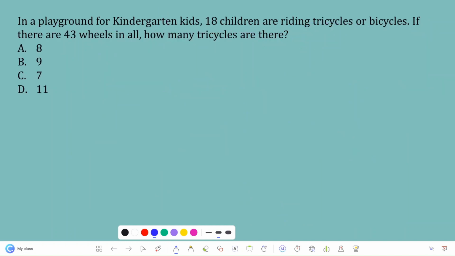In a playground for kindergarten kids, 18 children are riding tricycles or bicycles. If there are 43 wheels in all, how many tricycles are there? So ano ba ang hinahanap muna? Ang importante information ay hinahanap kung ilan ang tricycles. Okay. And then, ano pa ibang importante information? 18 children, meron kang total na 18 children na some are riding tricycles and some are riding bicycles. Okay. Tapos, merong 43 wheels all in all.